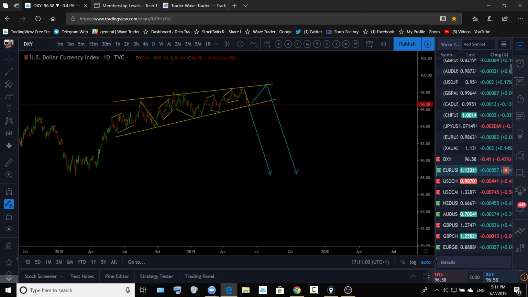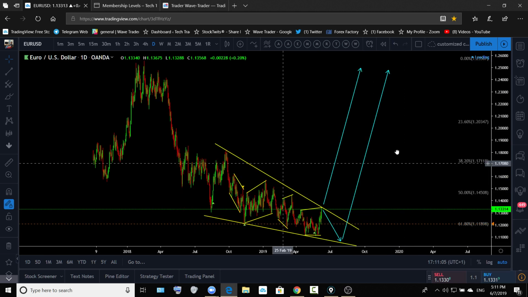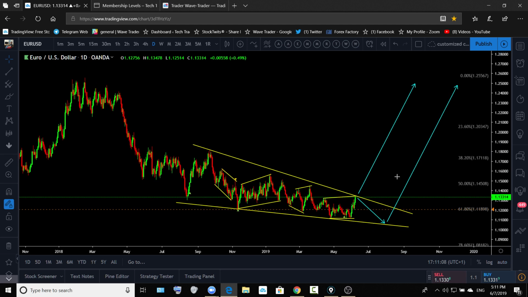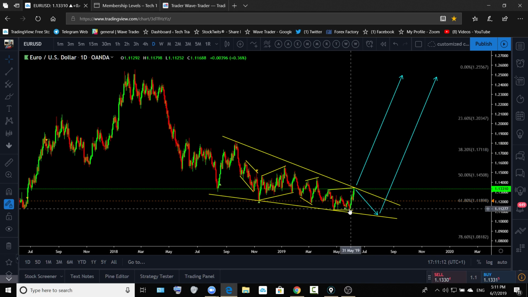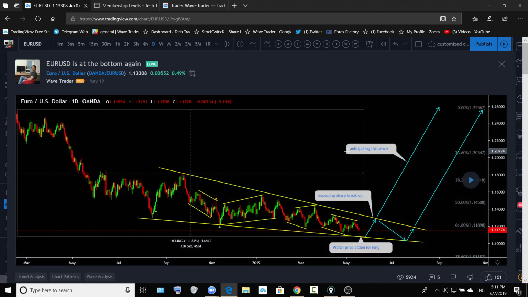And similar analysis on the euro dollar. With longer term, we are bullish on it, but short term we are anticipating one more drop. Short to medium term, longer term bullish. Okay, this is what we are looking for longer term, and short term one more drop back to the bottom.